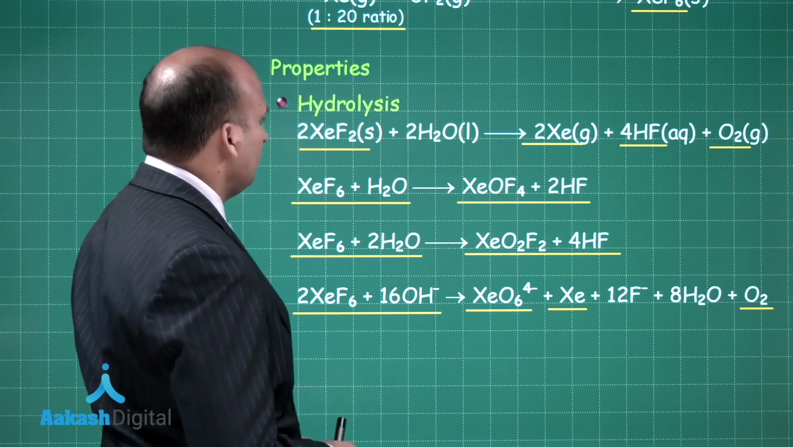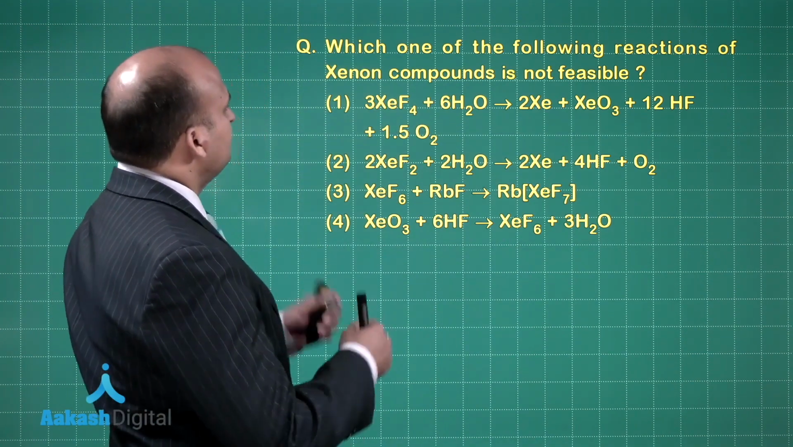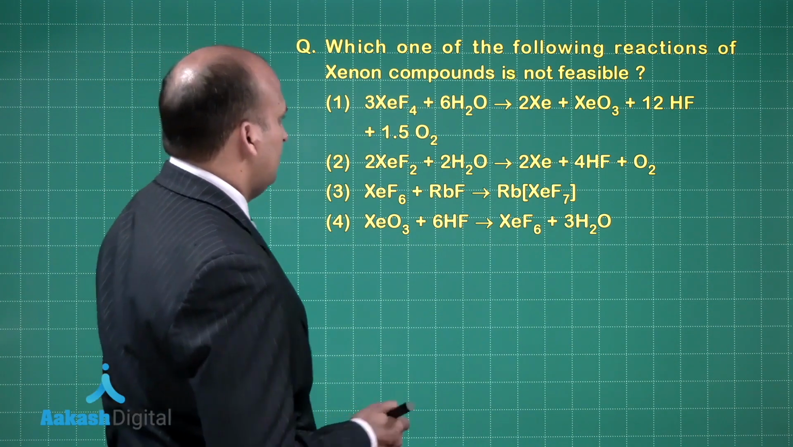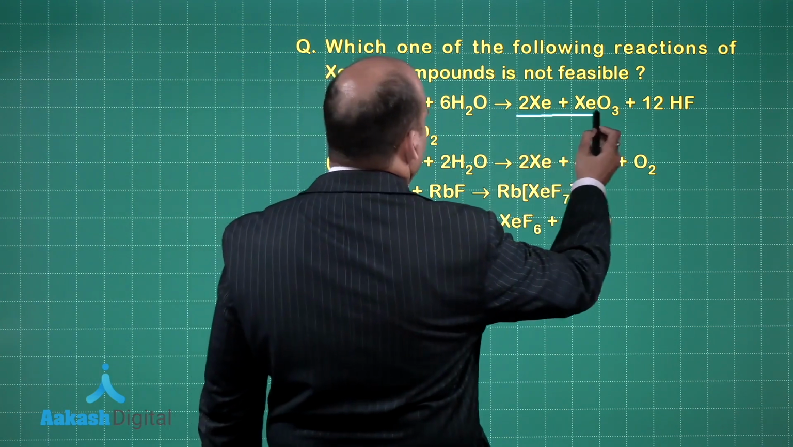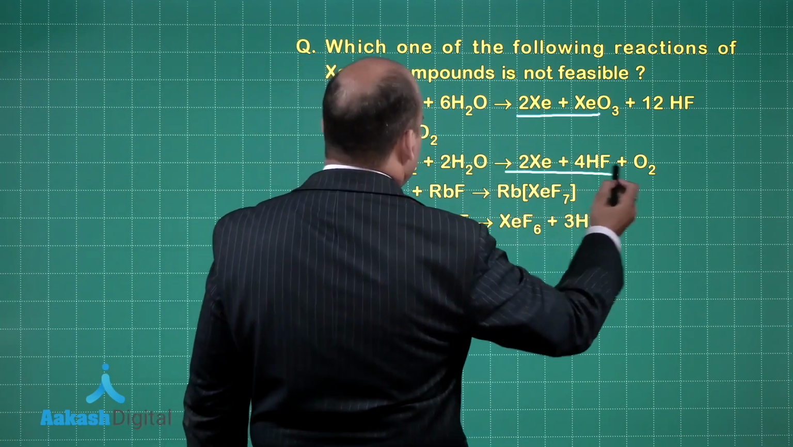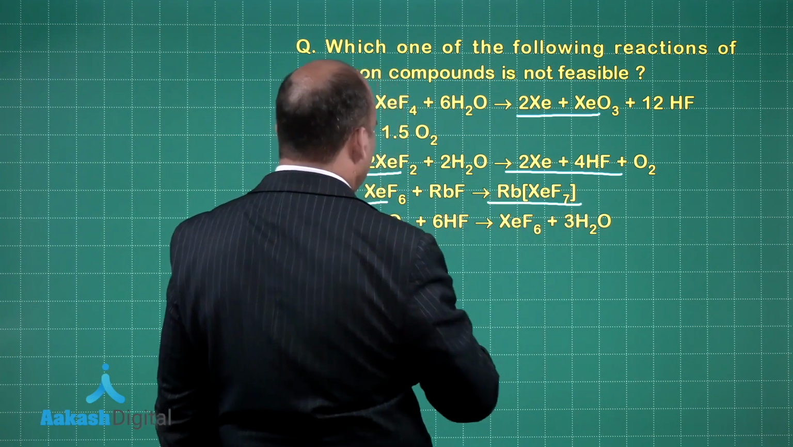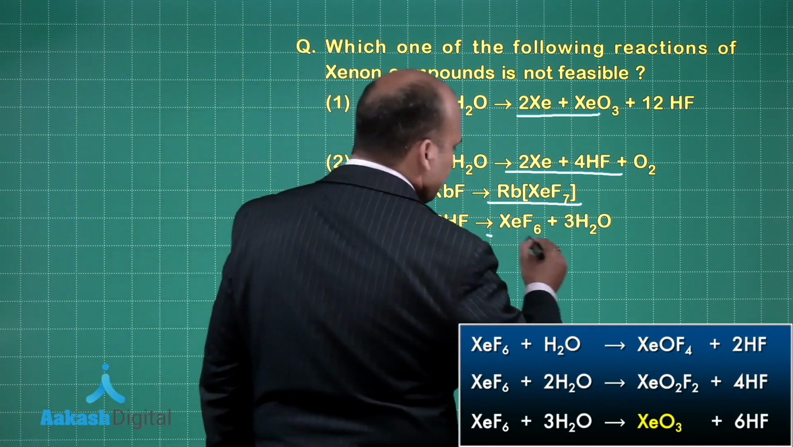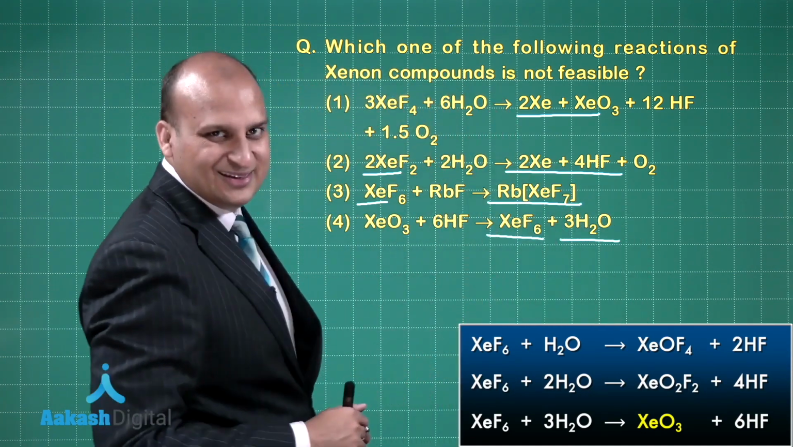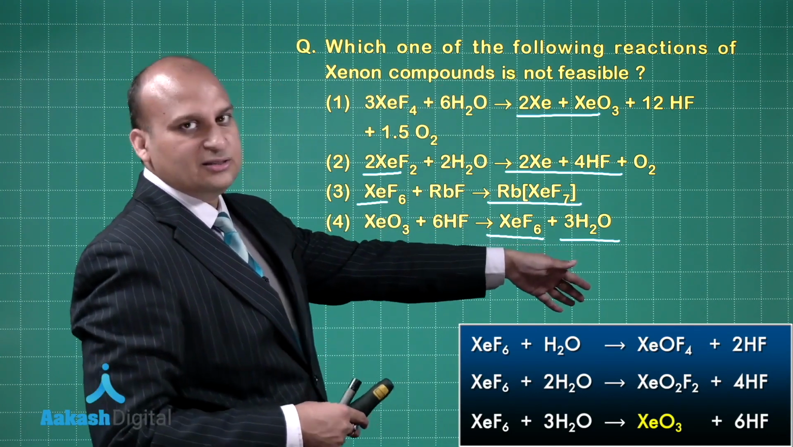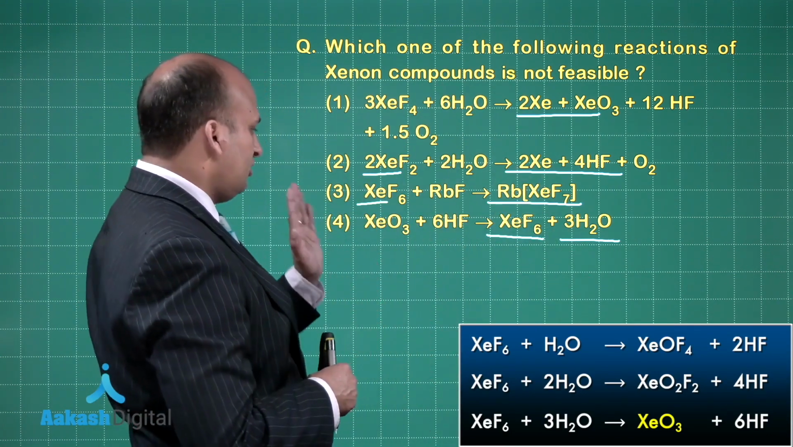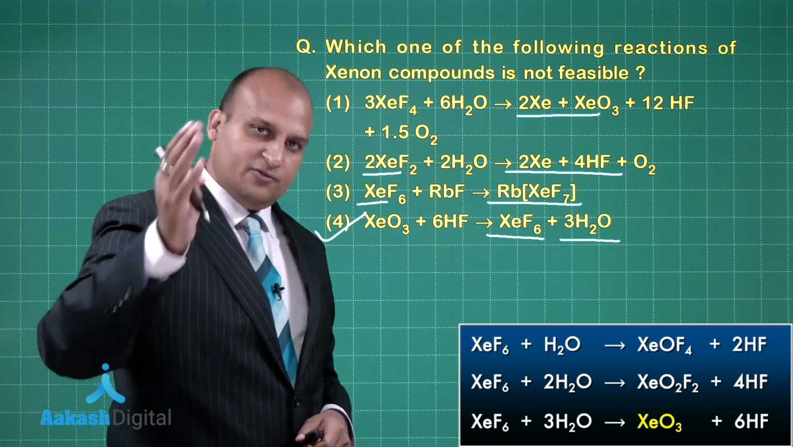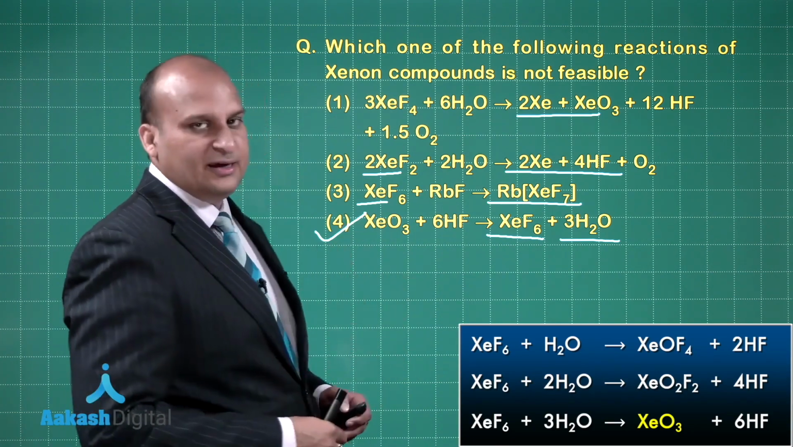Okay, let us have a look at some of the questions. The question says, which one of the following reactions of xenon compounds is not feasible? The first reaction, XeF4, this is feasible. Second, XeF2 plus water, this is feasible. XeF6 plus RbF, this is feasible. The fourth, see, this is not feasible. Why is the fourth reaction not feasible? Because this XeF6 will further undergo hydrolysis, thereby producing XeO3 once again. So that is why the correct answer is fourth, because XeF6 will further react with water, making XeO3.